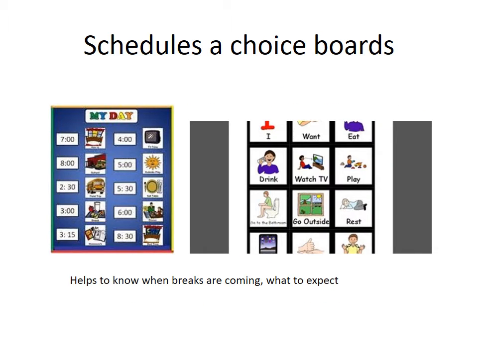Here are a couple examples of antecedent manipulations: schedules and choice boards. And again, I want to say there's nothing magical about these. It just depends on how you're going to use them. You need to be consistent and predictable. So again, a choice board allows the person to know what to expect, allows them to know what's coming. This can promote behavior related to completing tasks and not escaping. They know what to expect.